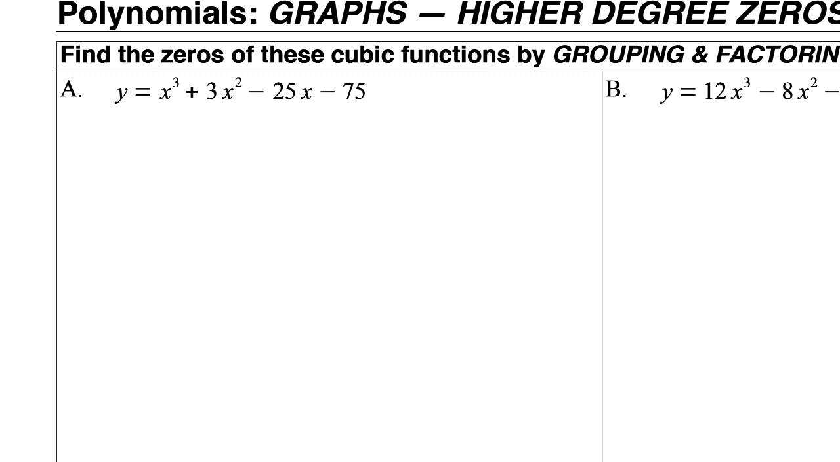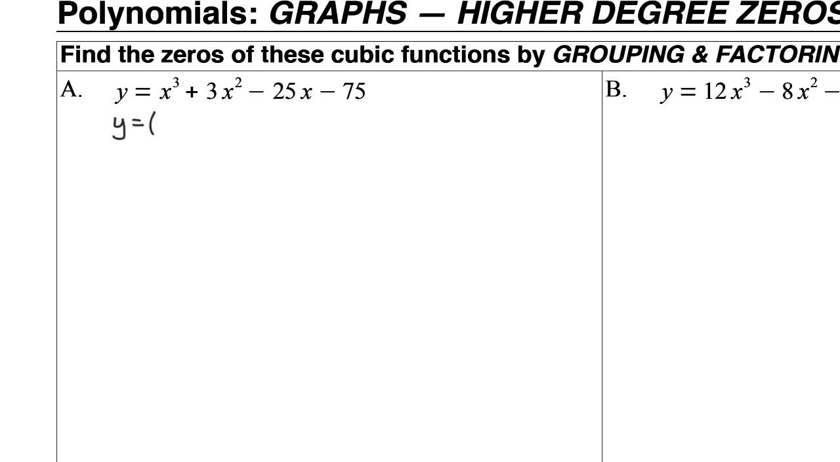Okay, we've looked at the end behavior of some higher degree polynomials, so we know what's happening when that x value goes to infinity or negative infinity. But we want to find the x-intercepts. We want to find that stuff that's going on in the middle of the graph. The first thing we're going to try is a thing called factoring by grouping.